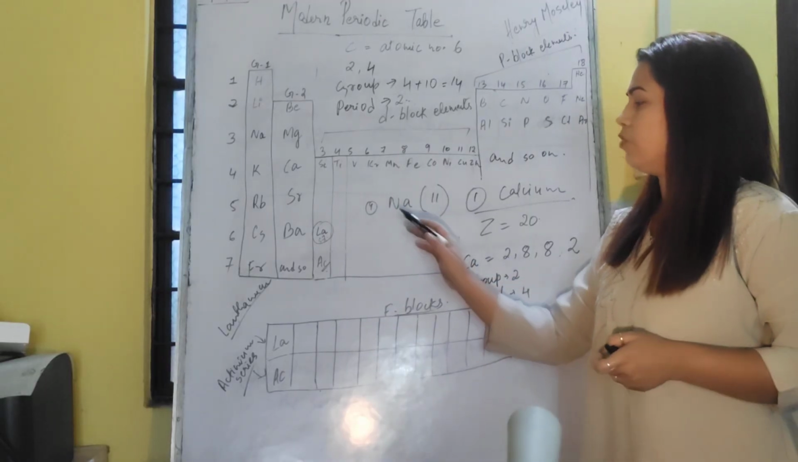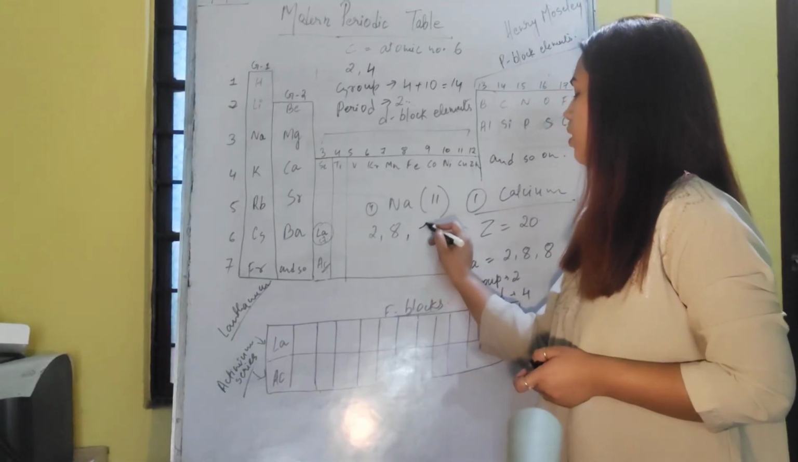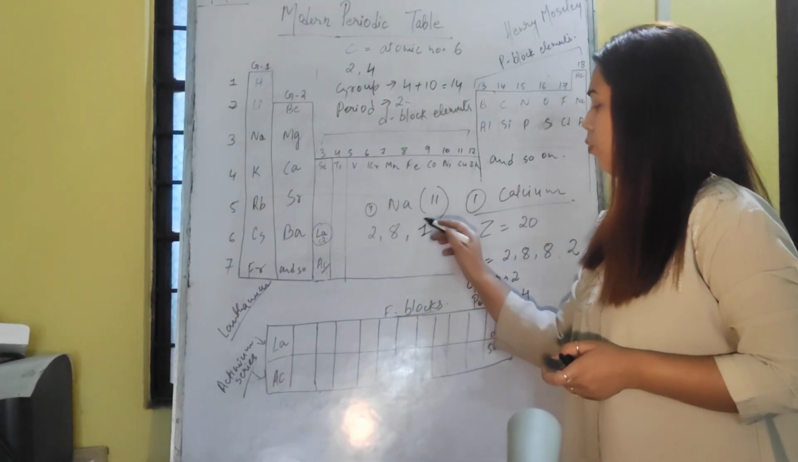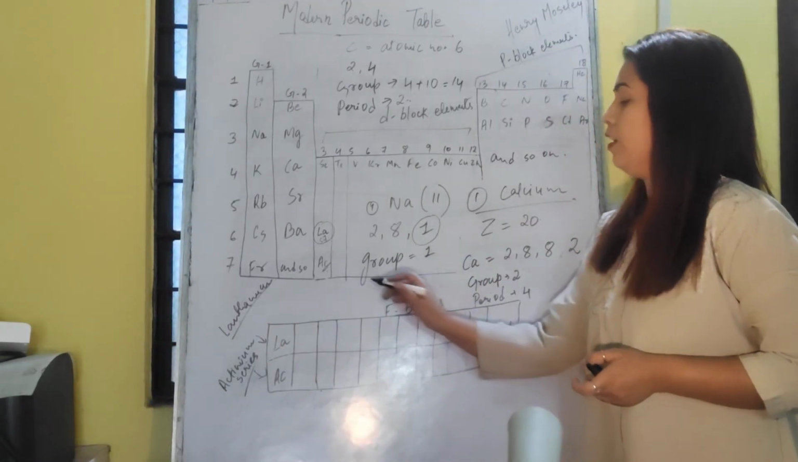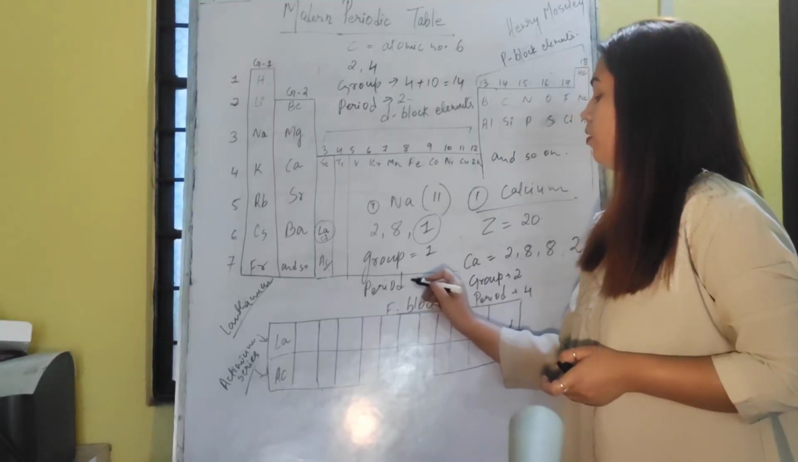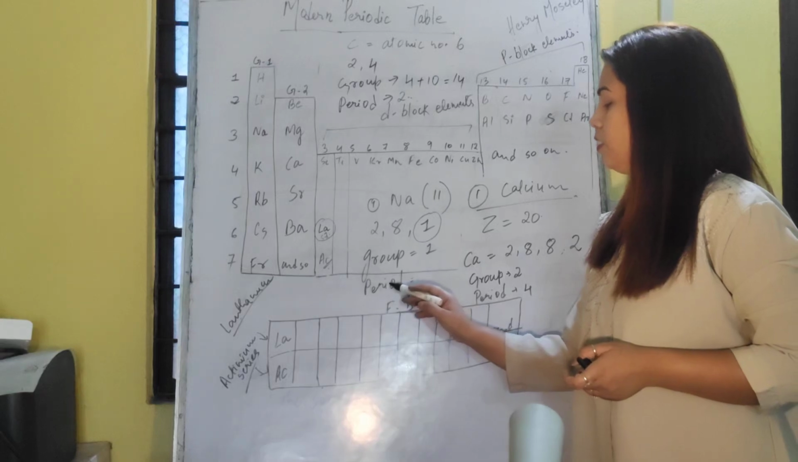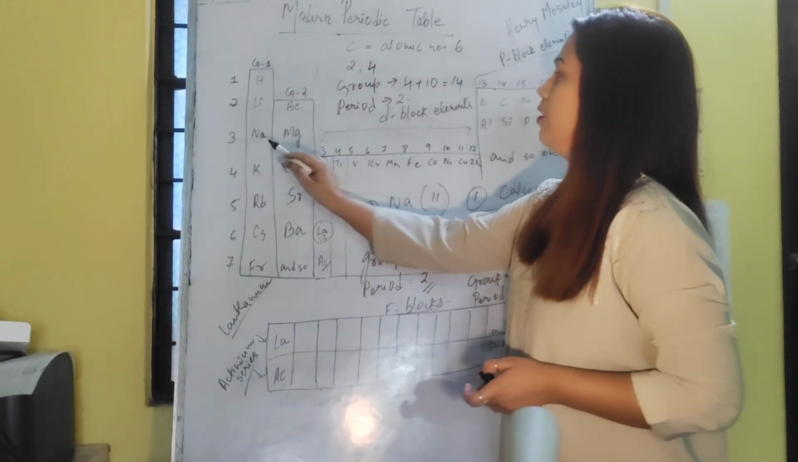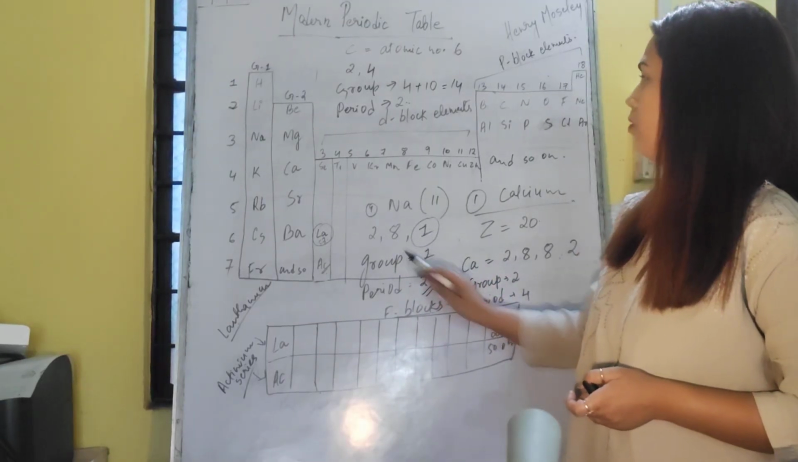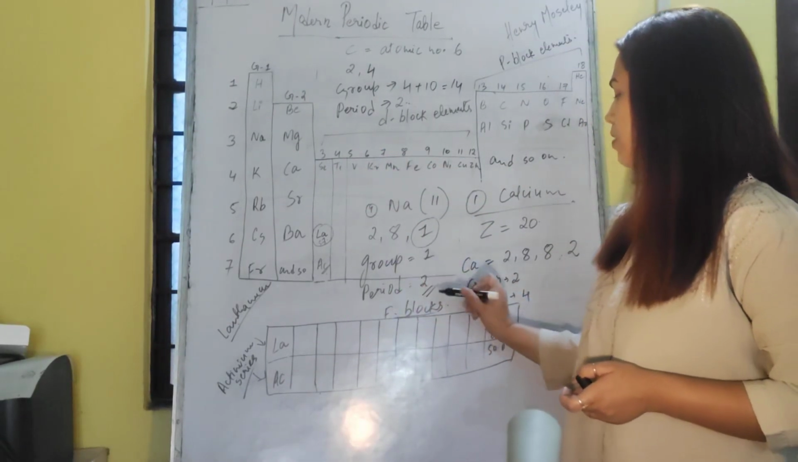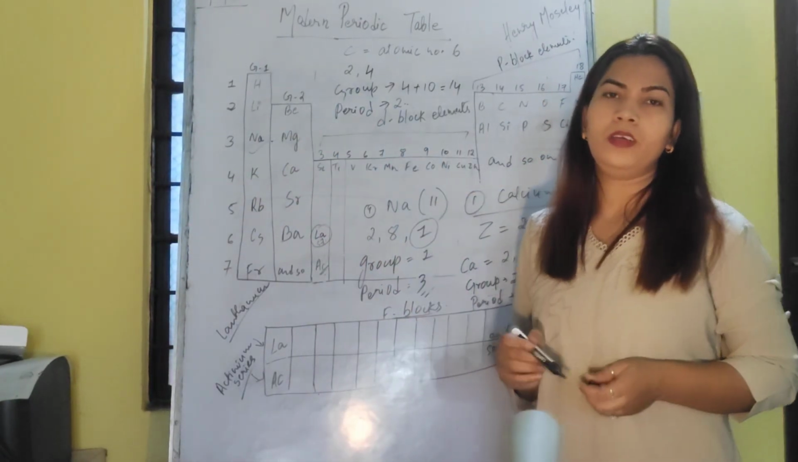Now come to sodium. The atomic number of sodium is 11. If you write its configuration, it will be 2, 8, 1. So the outermost electron is 1, so it is present in group 1. And what about the period? The number of shells is 3, so it is present in the third period.